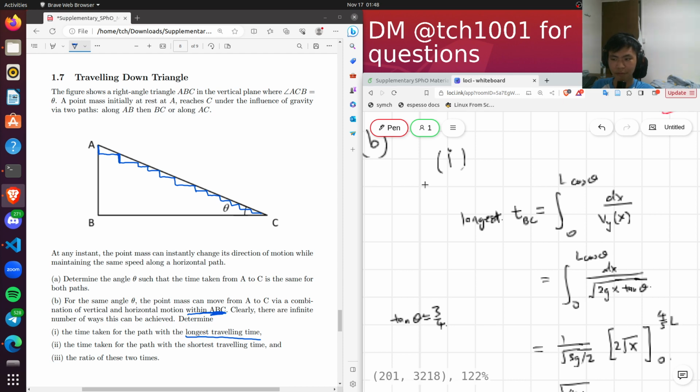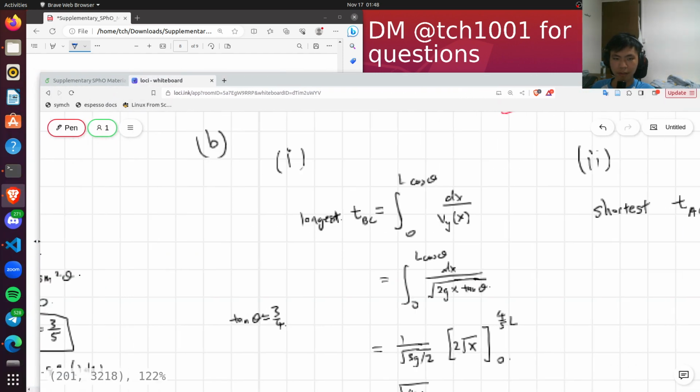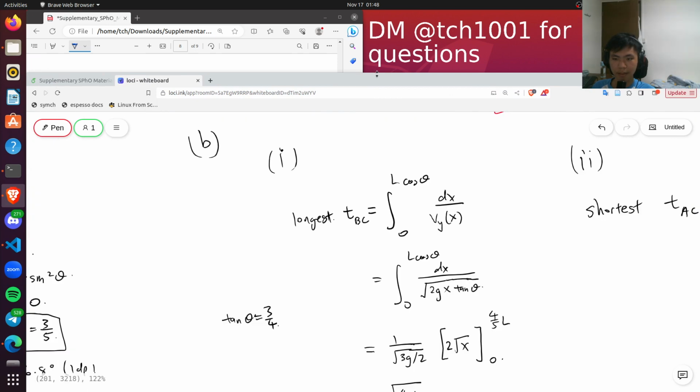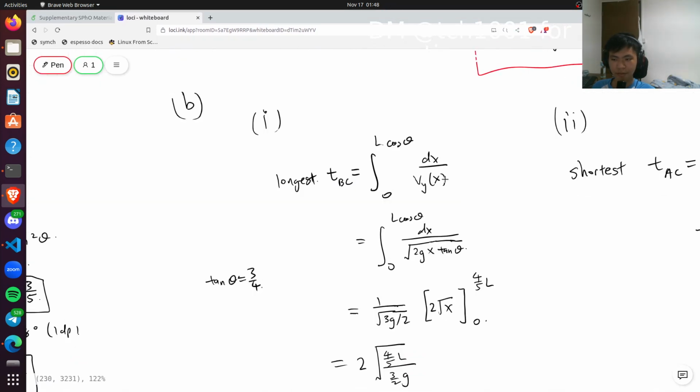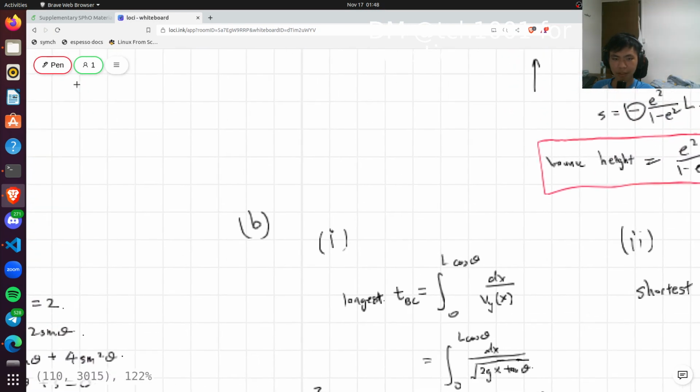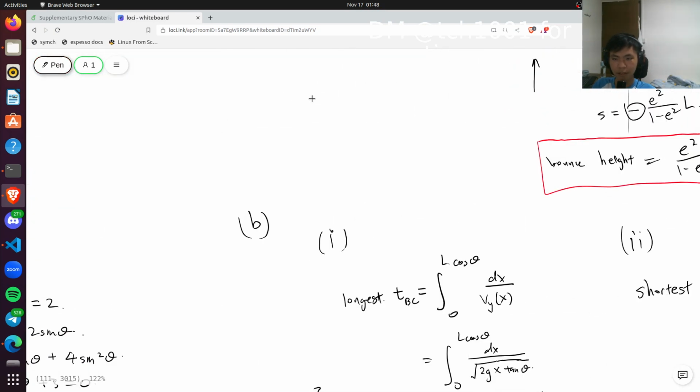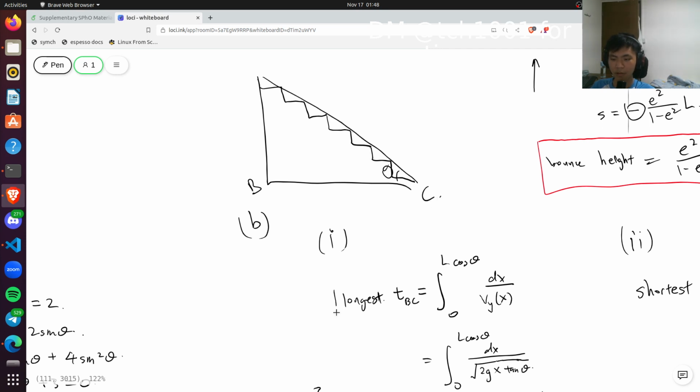So first of all, what's the first method? The first method is going to be calculating an integral. To achieve the longest time for BC, remember what motion we're looking for. This is our triangle, and we're looking for a motion that zigzags down the hypotenuse in this way. So what's the total time taken to traverse the horizontal part from B to C? What's the longest possible time?